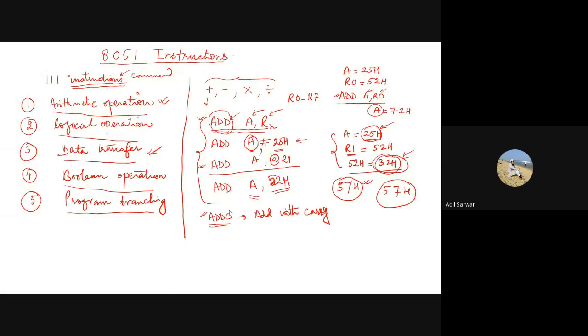I will be showing one example, and then it would be clear how ADDC is used. Okay, so let me move to a new page. I'm taking one example. I have to add, wait.